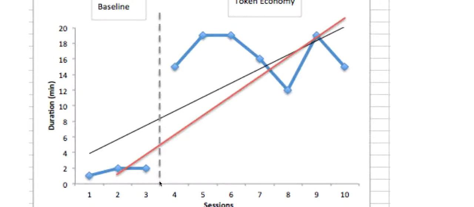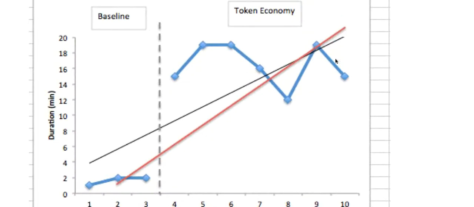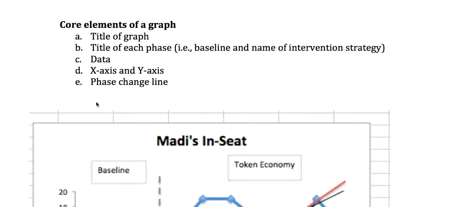And this gray line is the data phase changing line. So you must have these elements in a graph. You don't have to care about these two lines. This black line is called trend line, and this red line is called aim line. But we are not going to talk about these lines in our class. Anyway, you must include these five elements, and when you complete graphing your data, you must check if you have these five core elements for your graph.